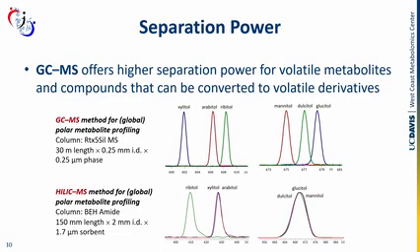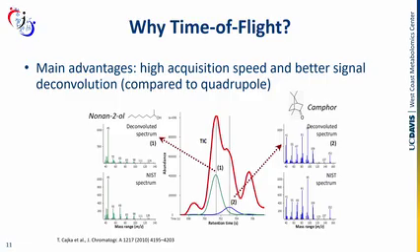Why time of flight? Well, with time of flight, it allows for a higher acquisition speed and better signal deconvolution. And the reason why is because when you're trying to separate spectra out, you want to make sure you're not mixing spectra with different ions from different compounds. And the TOF allows us to separate those out and create a database easier for comparing across different studies.